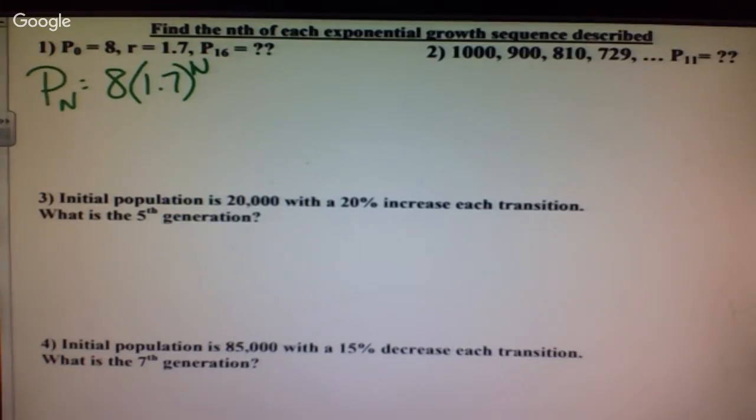Then they tell you they want to know p sub 16. So they want the 16th number in the sequence. So we then plug in 16 for n. Okay. Who got it?